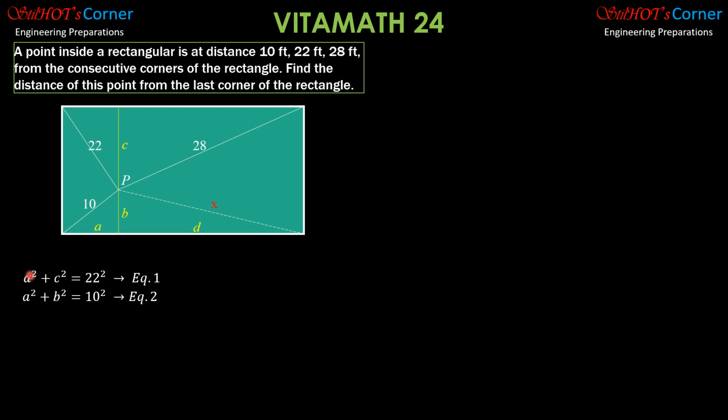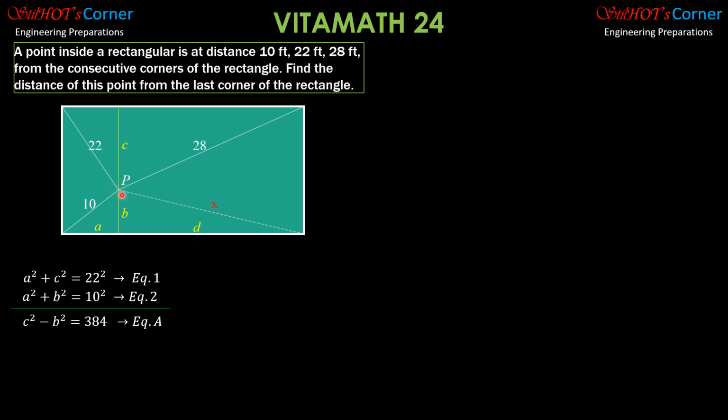Then let's eliminate a square by subtracting equation 2 from equation 1. So we have c square minus b square equals 22 square minus 10 square. And 22 square minus 10 square is 384, that is 484 minus 100. So call that equation A.